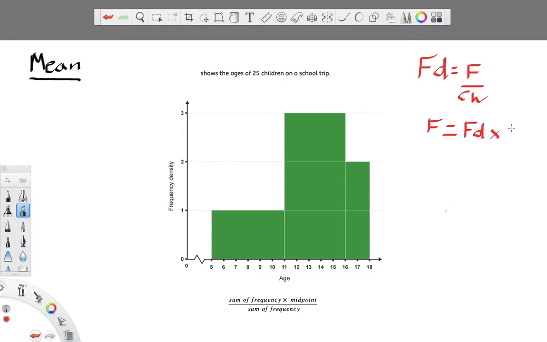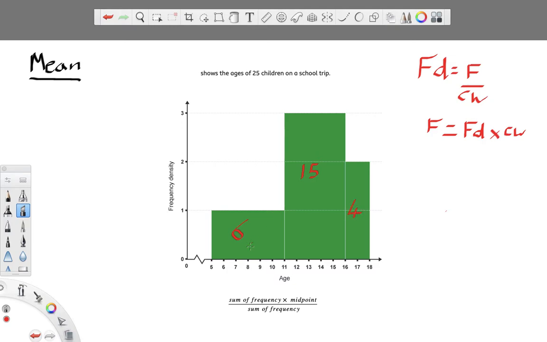times the class width. So if we just work those out, frequency density of the first bar 1, class width 1, 2, 3, 4, 5, 6, 6 times 1, 6. Frequency density of the second bar 3, class width 1, 2, 3, 4, 5. 5 times 3, 15. Last bar, frequency density of 2, class width 1, 2. So we multiply those and we get 4.